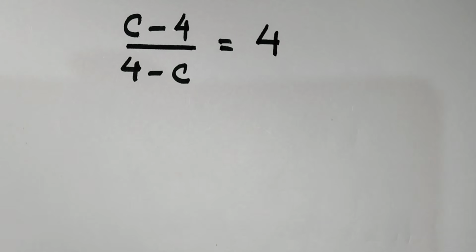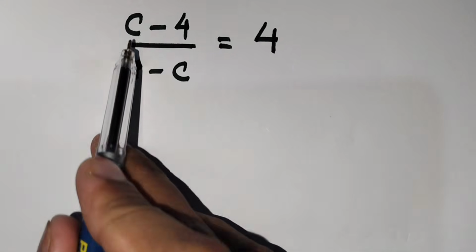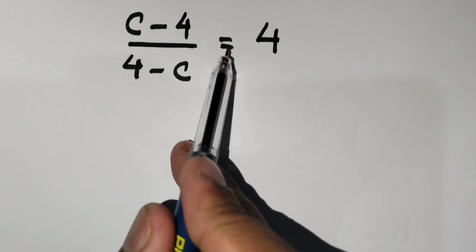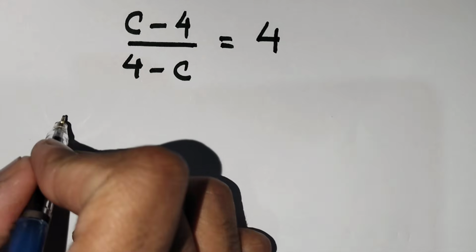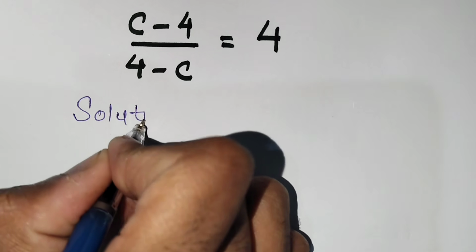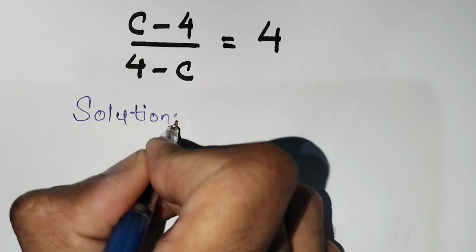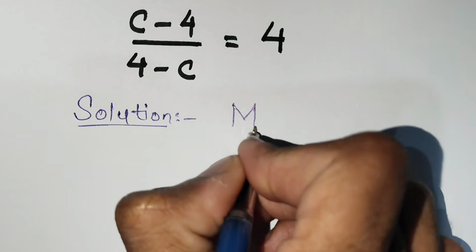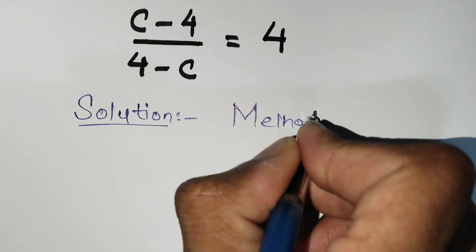Hi everyone, in this video we will solve (c − 4) divided by (4 − c) is equal to 4. Find the value of c. So we will start the solution of this question. There are two methods to solve this question. We will start by method 1.